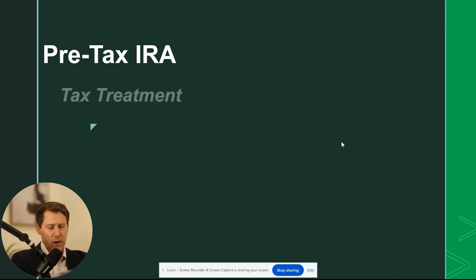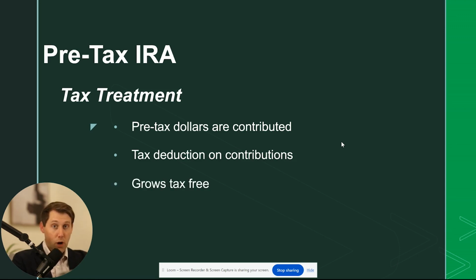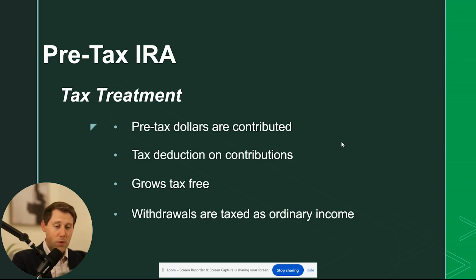Moving over to the pre-tax IRA, the tax treatment for these is a little bit different. Obviously, pre-tax dollars are contributed, but what's different about this is you receive a tax deduction on your contributions, so it lowers your taxable income in the year that you make those contributions. You also receive growth tax-free, or actually a better way to phrase this would be tax deferred. So it grows without paying taxes each year, but those taxes are simply deferred. And the reason for that is when you go to make those withdrawals, it's taxed as ordinary income. And that is a colossal difference between the Roth IRA and the pre-tax IRA.